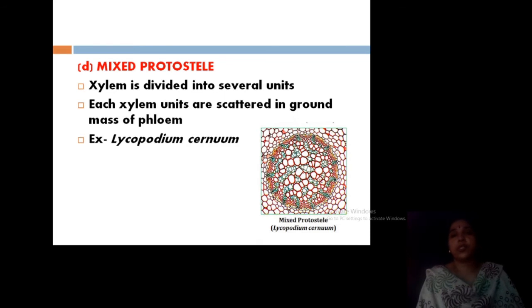Mixed protostele. What is mixed protostele? Xylem divided into several units. Okay. These are xylem in one unit, second unit, third unit, fourth, likewise several units scattered in the mass of phloem. Clear? Xylem scattered in the mass of phloem. That is Lycopodium, an example. That is mixed protostele. Okay. There is no pith, you have to remember this, but xylem scattered here, mixed protostele.